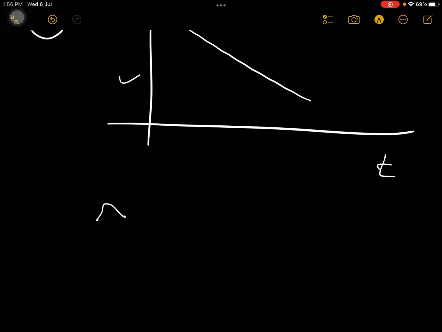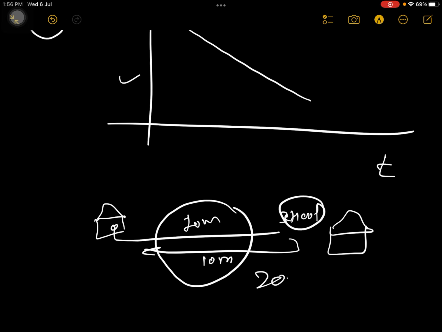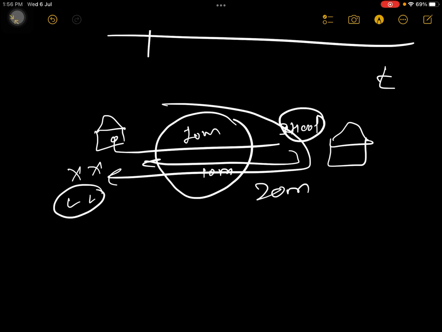Suppose this is your home. From home you went to your school. Suppose this is your school. Suppose you travel 10 meters. Then when you come back, you again travel 10 meters. Then your total distance will become 20 meters. It means when you are coming back, your distance will never decrease. Only displacement will decrease. Understand one simple logic.